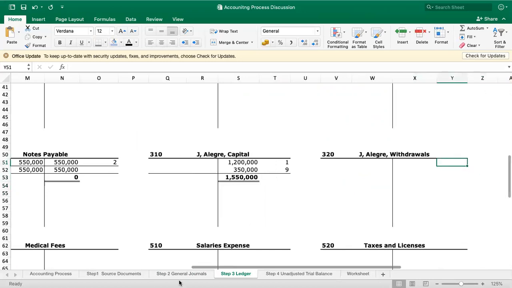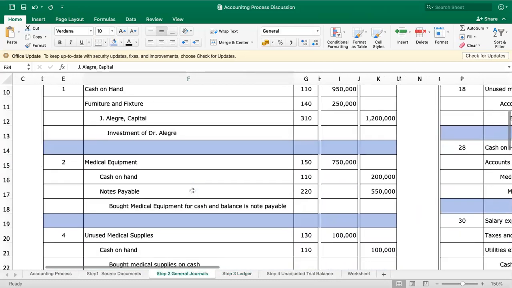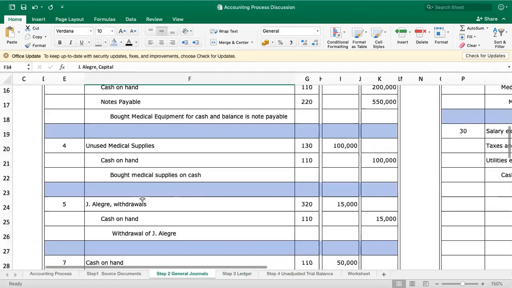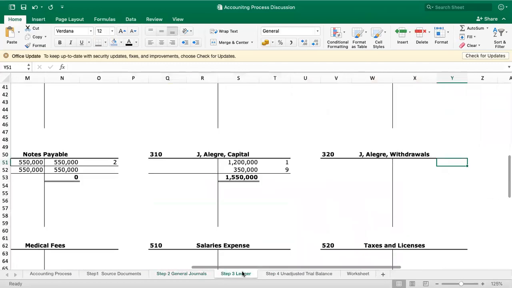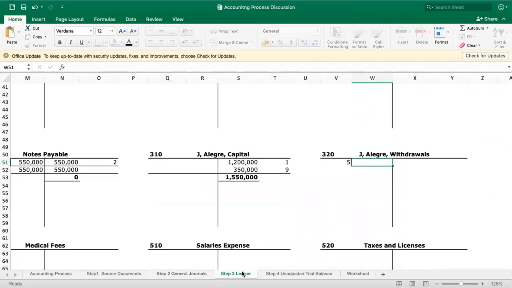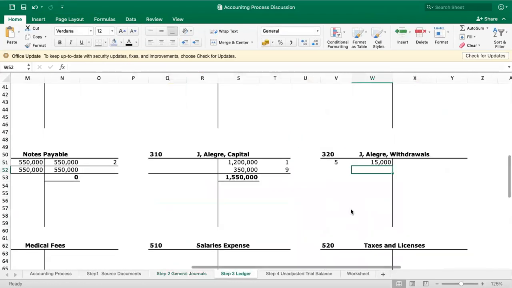Withdrawals. So let's find transactions that affect our withdrawal account. So sa page 1, meron bang withdrawals dito? Ayan, meron, September 5. September 5, that's 15,000 debit. Therefore, September 5, that's debit 15,000. Okay.